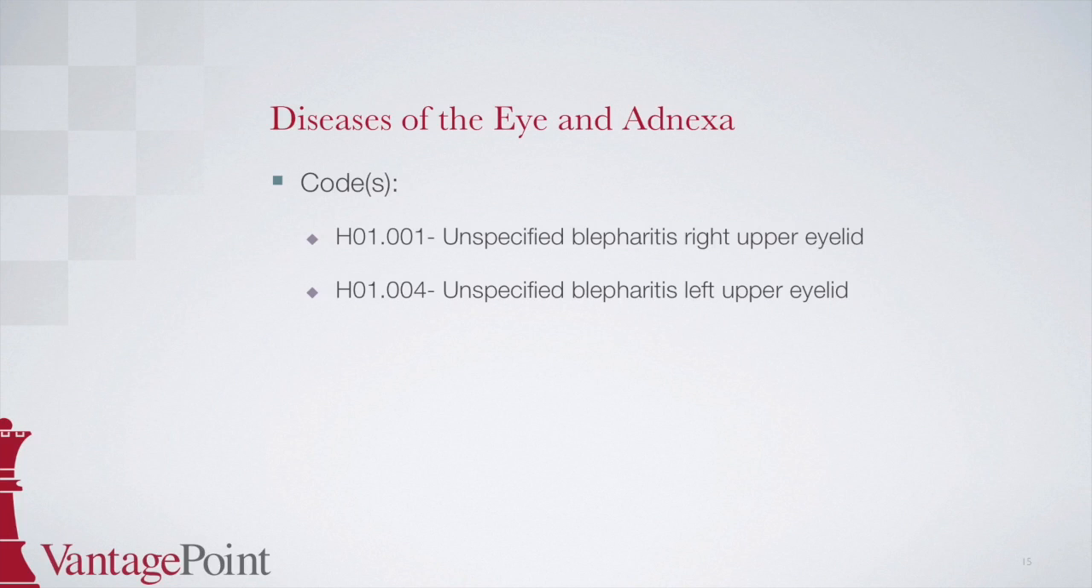Upon confirming your code in the tabular, you will also see the code for unspecified blepharitis left upper eyelid, which is H01.004. Since bilateral isn't an option for blepharitis, 2 codes are needed to indicate where the condition occurred. It does not matter if the right or left eye is reported first.